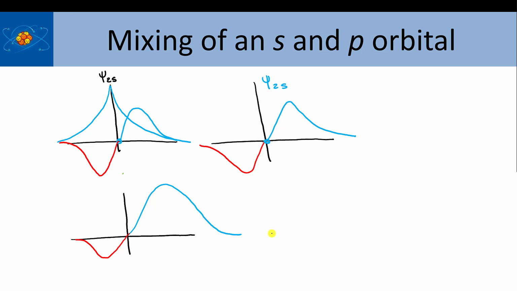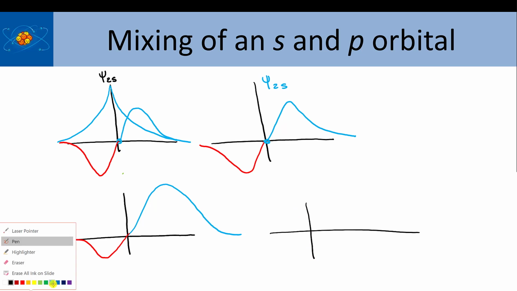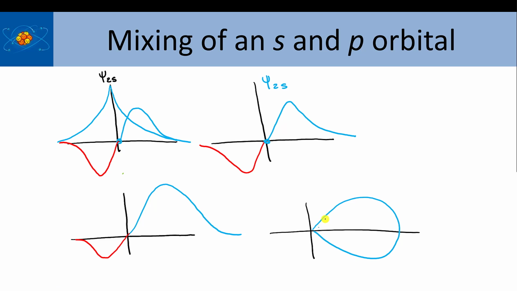Draw my axis. I'm drawing it asymmetric because the orbital will be asymmetric. This side would be bigger. That's supposed to be three-dimensional. And the other side will be smaller, like this. So I get this shape, which is known as the hybrid orbital shape. It's got a large lobe on one side. This is the bonding lobe.